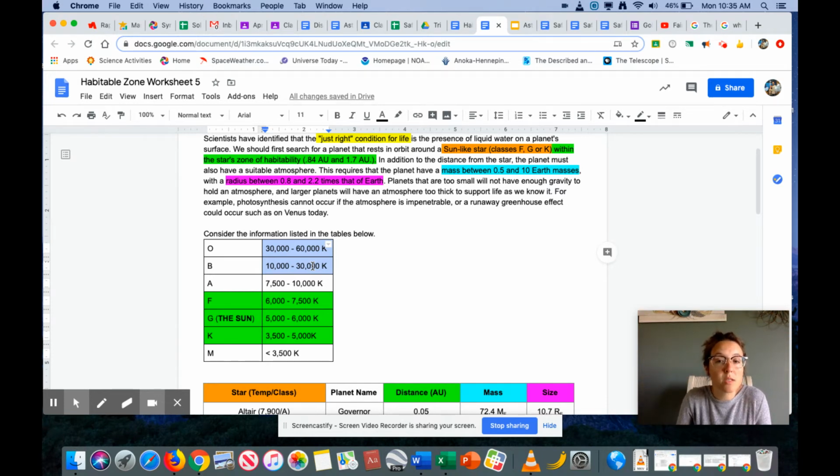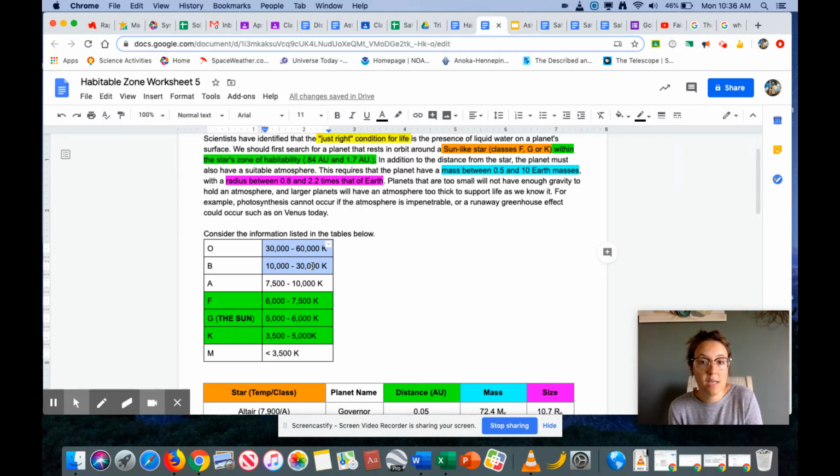So we're going to focus mostly on the F, G, and K stars in that habitable zone of 0.84 to 1.7, okay? But if you're looking at the M, we need it to be closer. And if we're looking at O, B, or A, it needs to be further. The other thing, though, is we don't just want that one distance, because there are other things we need. It has to have a suitable atmosphere.